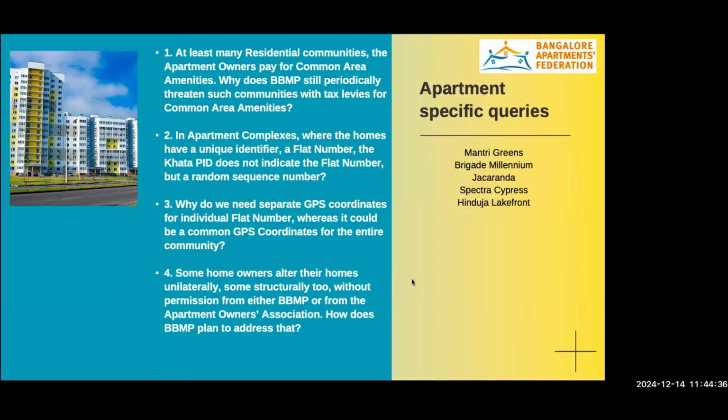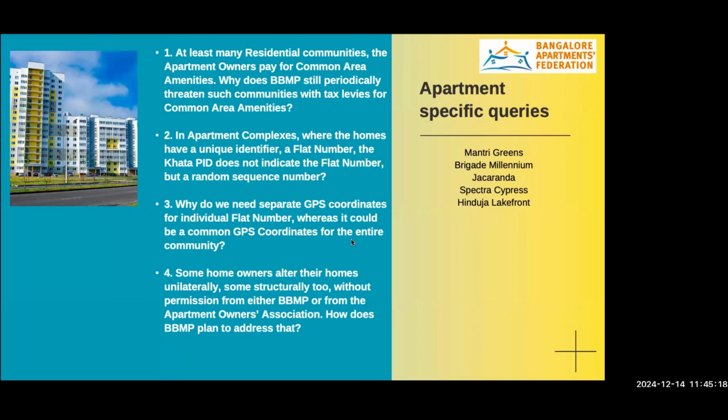Why do we need separate GPS coordinates for individual flat numbers, whereas it could be a common GPS coordinate for the entire community? See, the problem is, we had a manual register. We do not really understand in our software that all these flats belong to the same tower. Again, I repeat, while digitizing, we have not understood that there is no ID given to a tower. So how do we know these 50 or 100 flats belong to the same tower? We do not know that. Since we do not know that, we cannot give the same GPS to all those 50 or 100 flats in that one tower because we do not know they belong to the same tower.